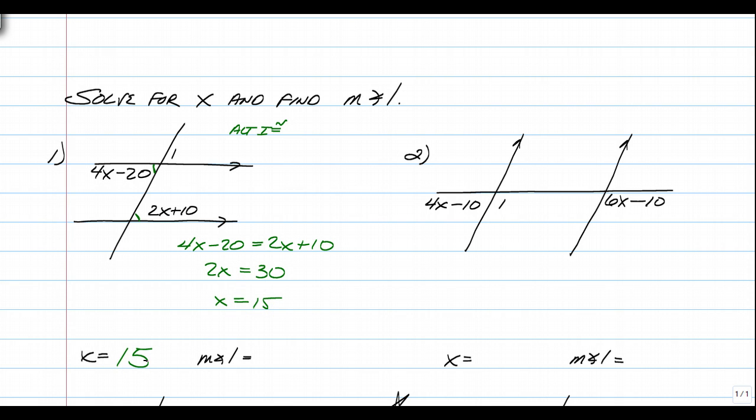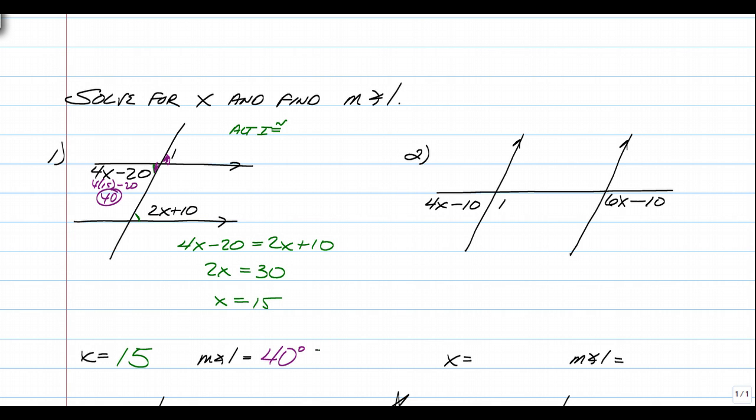Once you have 15, I'm asking you to find the measure of angle 1. So to do that, you substitute 15 into one of the angles you know. So we know that this one is 4x minus 20. So 4 times 15 is 60, minus 20 is going to give you 40 degrees. So this angle is 40. Back in the day, you learned that vertical angles are congruent, so angle 1 is also 40 degrees.